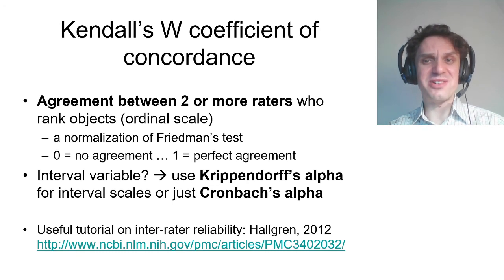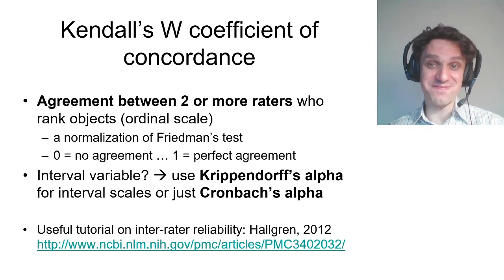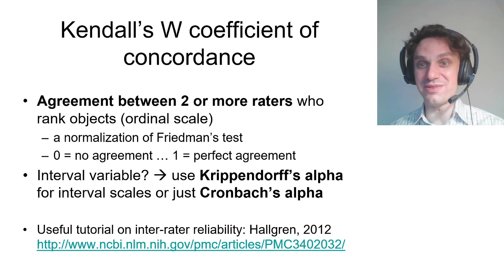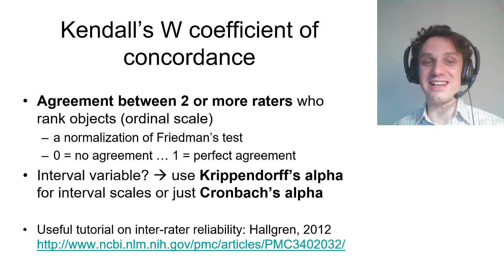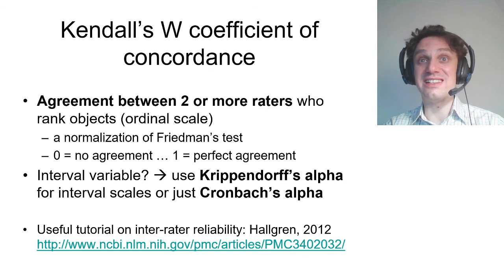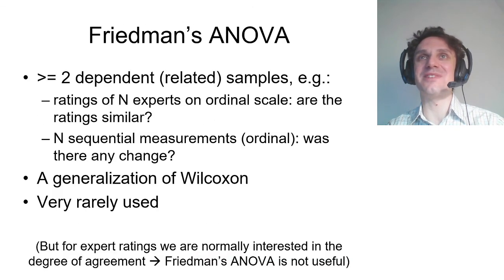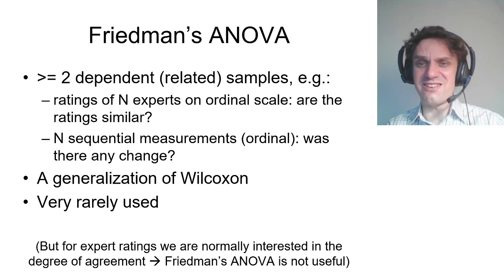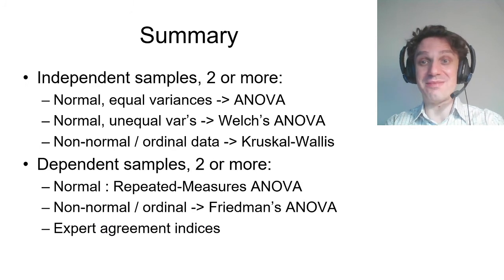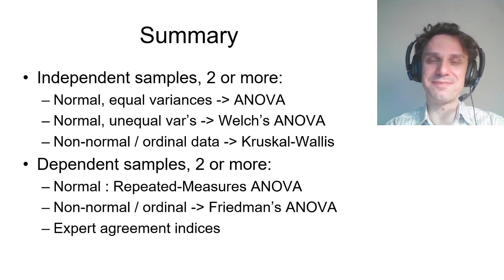But usually, if you have expert ratings, you still use other statistics that are more important here, statistics of expert agreement rather than of differences between expert ratings. So you would use either Krippendorff's alpha for different types of scales, or Cronbach's alpha if your scale is kind of interval. So if you are interested in expert ratings, you can just follow this link and see how you can quantify this inter-rater reliability. So Friedman's ANOVA is a very rare thing that I've never seen being used in practical analysis.